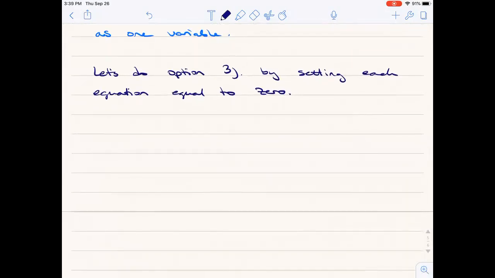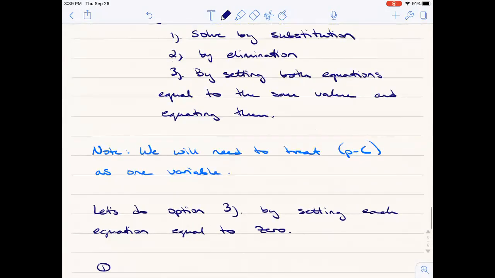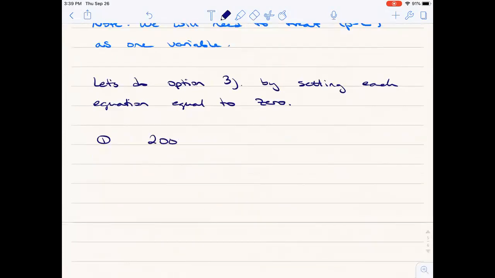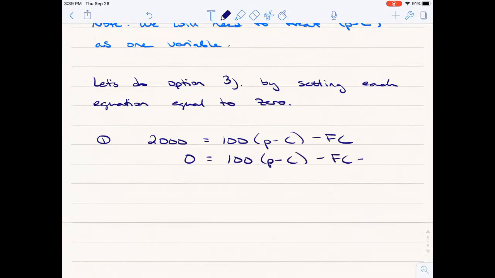Okay. So the first equation, remember, was 2,000 is 100 times P minus C minus the fixed costs. To force that to equal 0, I have to move the 2,000 over to the right-hand side, right? So subtract 2,000 from both sides. I'm left with 0 over here. 0 is 100 times P minus C minus the fixed cost minus 2,000.